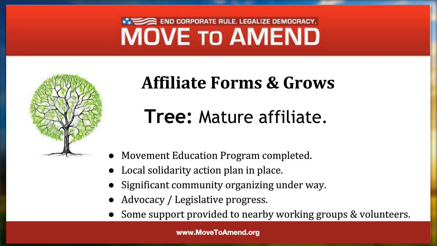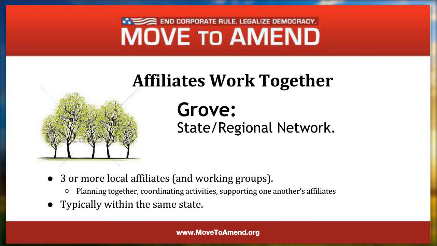There are so many roads to becoming a mature affiliate or tree. Once enough trees are gathered together, you will eventually form a grove, where you have a state or regional network of three or more local affiliates and or working groups planning together, coordinating activities, supporting one another's affiliate work and local organizing work, and is typically within the same state. Some may be along the border and may want to connect with other states. This happens in certain areas, such as in Oregon and Washington states, and it can happen anywhere else. Depends on where you're at.